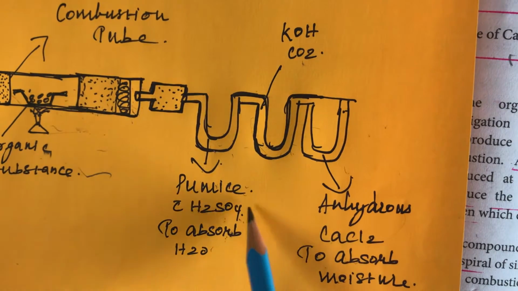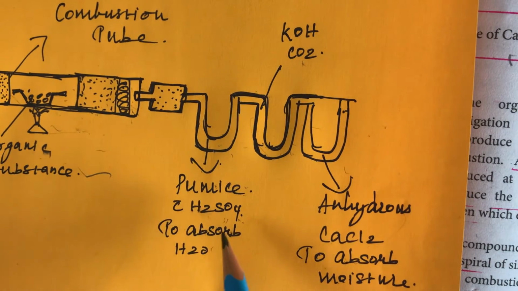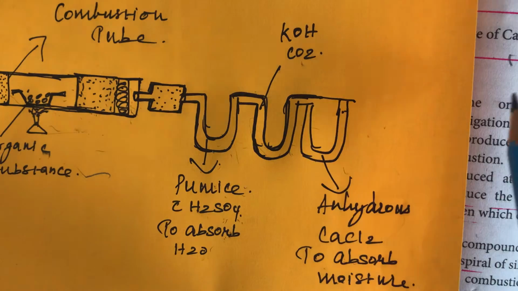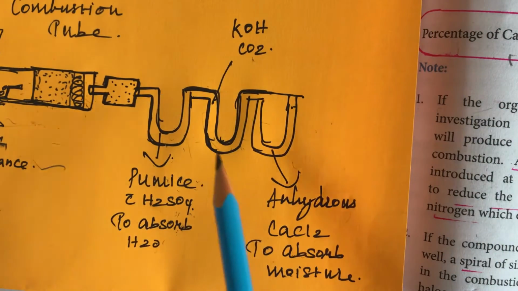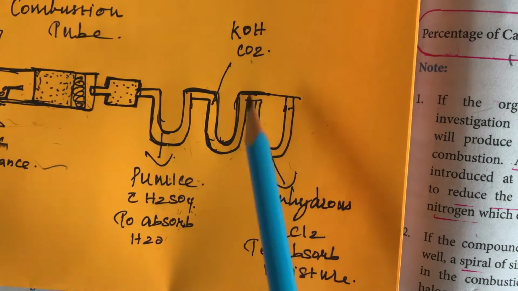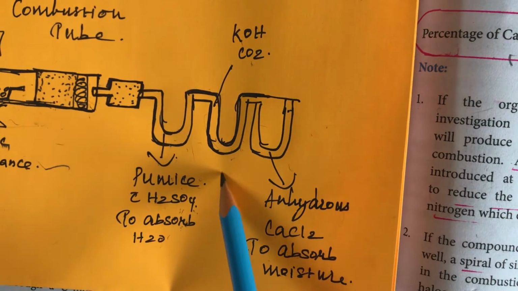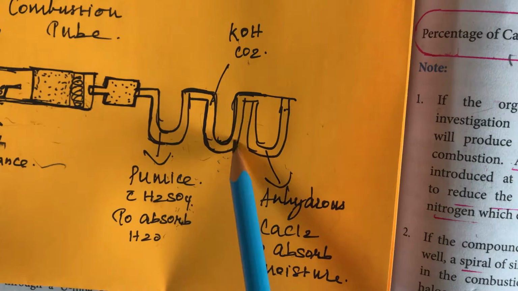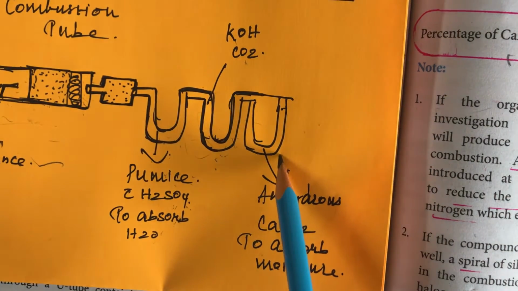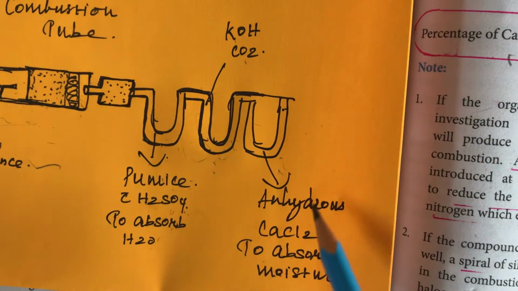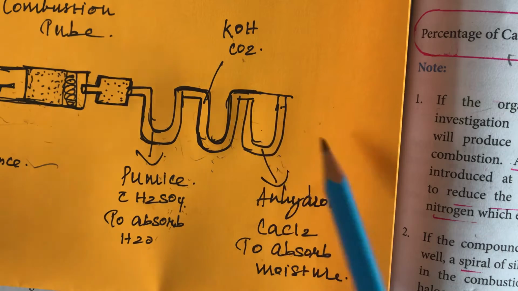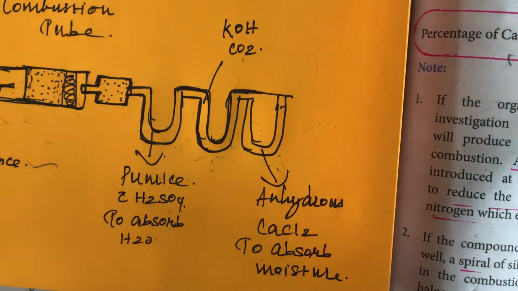The third part of the setup is the U-tube bulbs. The first one consists of pumice saturated with sulfuric acid to absorb the water; hydrogen comes out as water. The second U-tube is packed with potassium hydroxide to absorb the carbon dioxide, where the carbon comes out as carbon dioxide. The last part is packed with anhydrous calcium chloride to absorb the moisture from the outside and prevent it from entering.